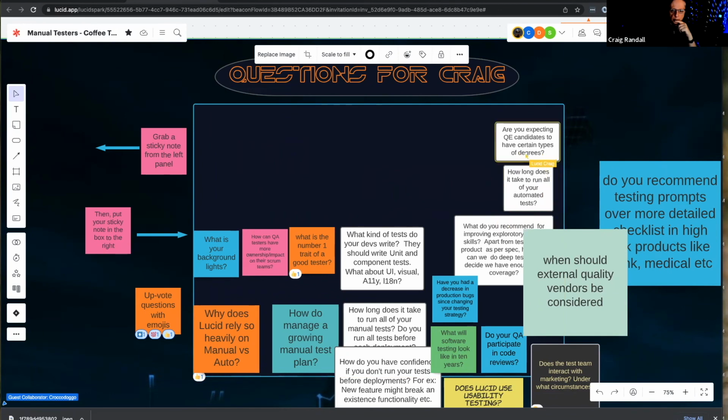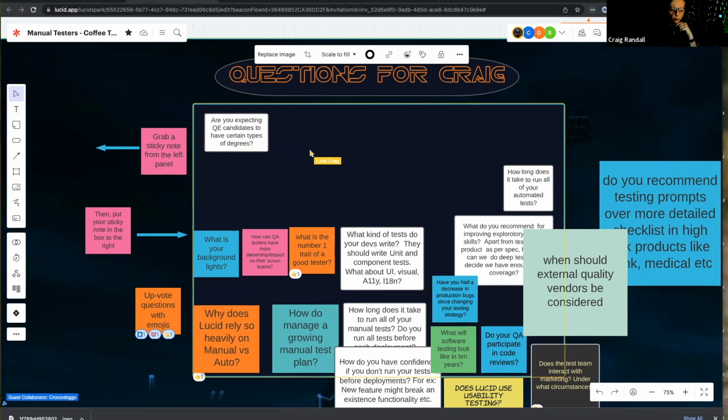Let's see. Do you expect QA candidates to have certain types of degrees? Nope. I don't expect them to have any degree, frankly, because there is no QA degree. There are certain degrees where if I see it, I think, oh, we've had success with that type of degree in the past. So that can be really great.